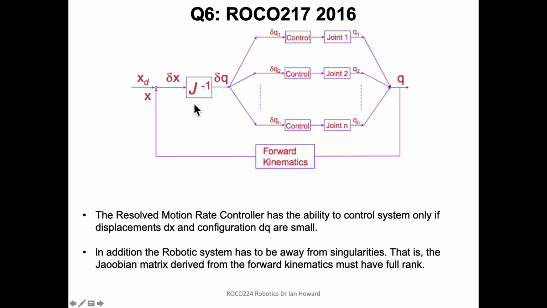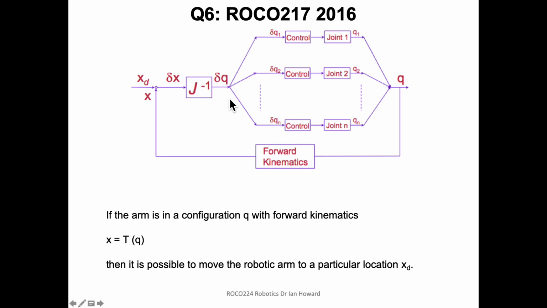So what we need to do with our system is first calculate the forward kinematics, calculate the Jacobian matrix, and then make sure that we can calculate the inverse. In other words, if we can't calculate the inverse Jacobian matrix, we can't use this, which means the Jacobian matrix has got to have full rank. So that's the first thing from a mathematical perspective. So how does this thing actually work?